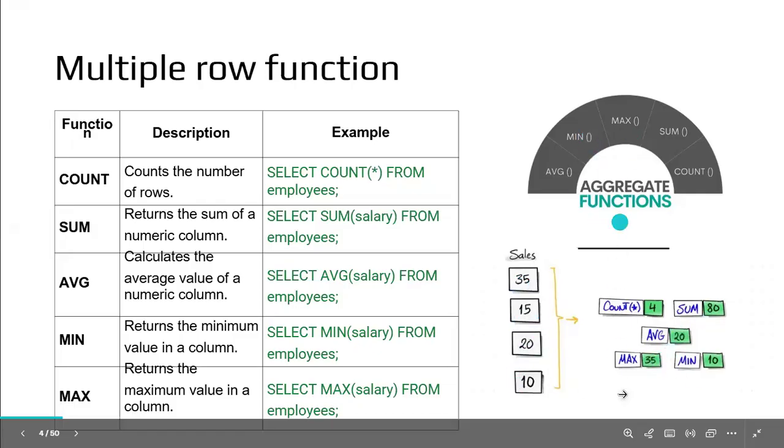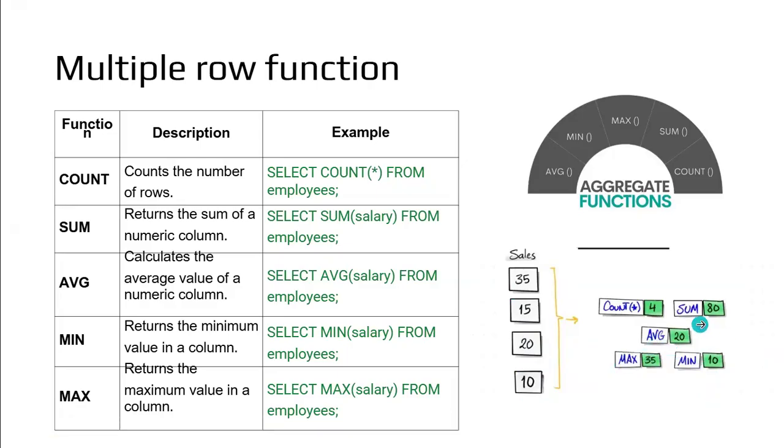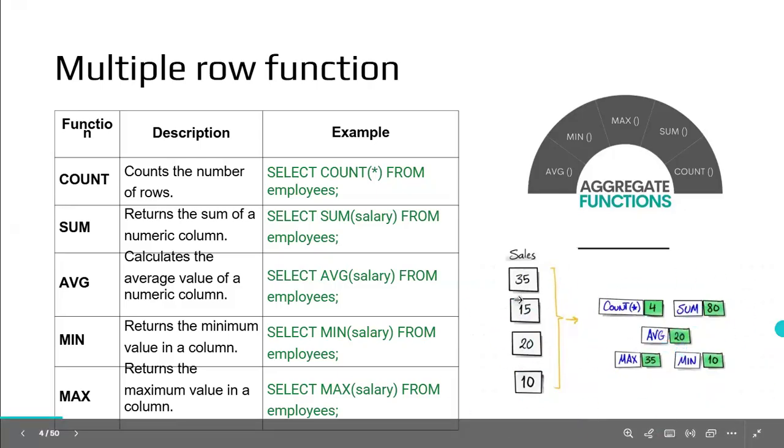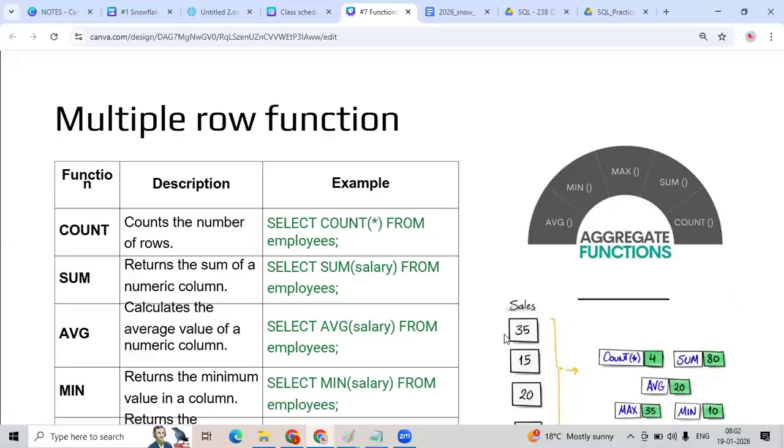Next, I have max and min. What will max do? It will compare all the values and print the maximum value from all the rows. And what will minimum do? It will compare all the values and print the lowest value from the table. Maximum prints the highest value, minimum prints the lowest value. What will average do? What is the formula of average? Sum by count. So 80 by 4, 20. So these are the 5 aggregate functions I have. By using these, I can get the required output.